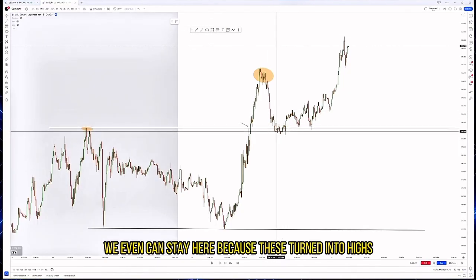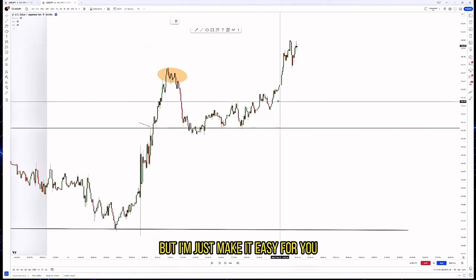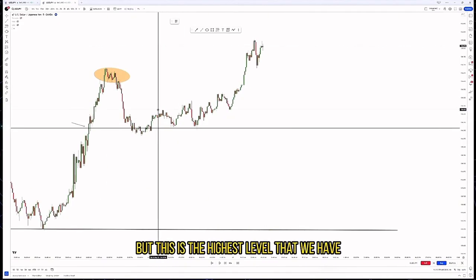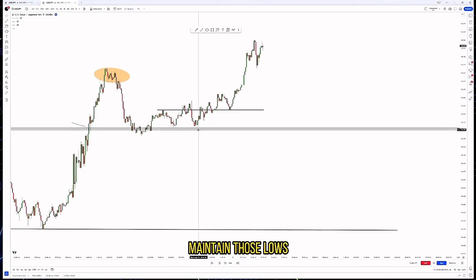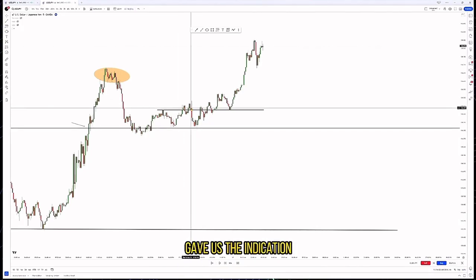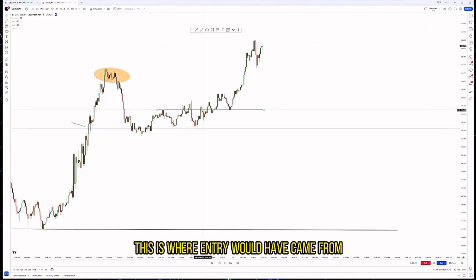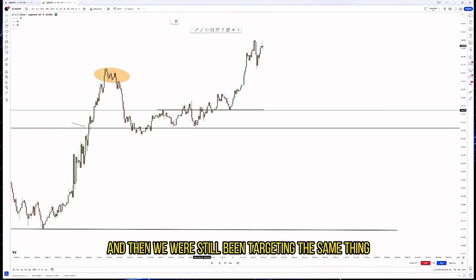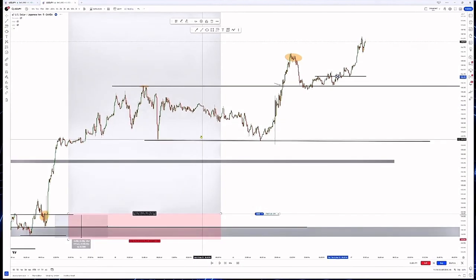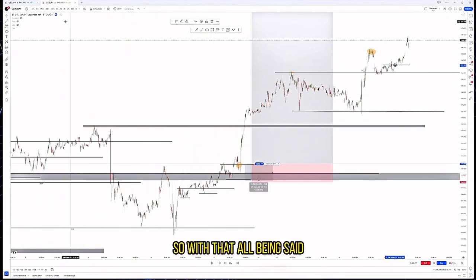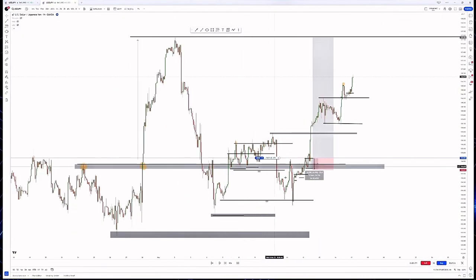We even can stay here because these turned into highs, but I'm gonna just make it easy for you. But this was the highest level that we had. Price made a low, maintained those lows, gave us the indication, corrected itself, maintaining, and then back above this level, this is where our entry would have come from. And then we would still have been targeting the same thing.